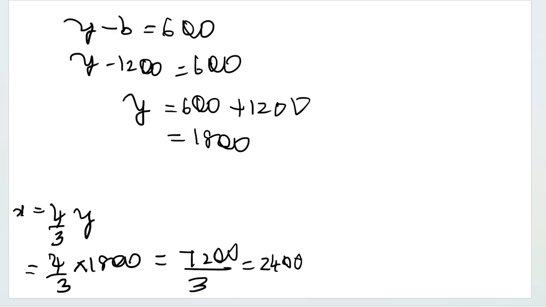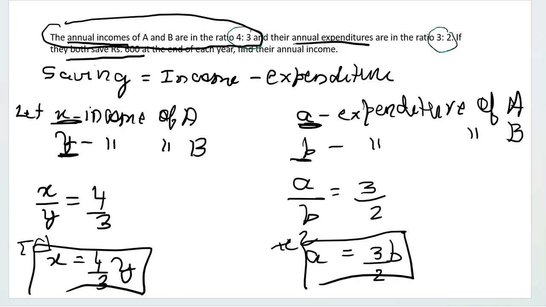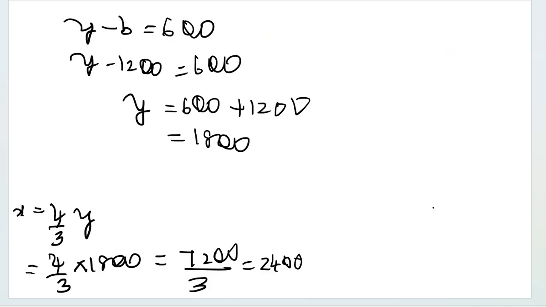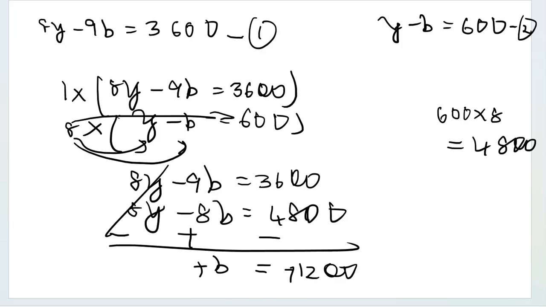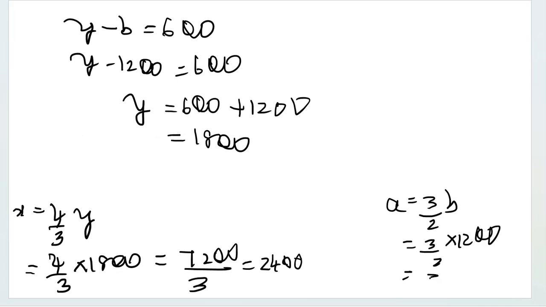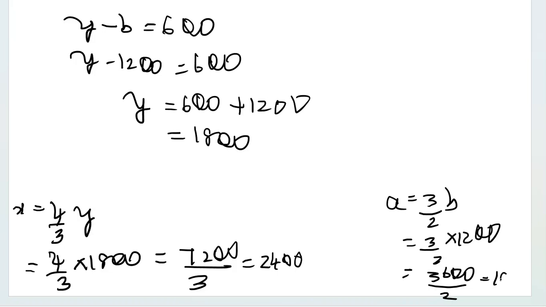Similarly, we have the other trump card. The other trump card says A is 3 by 2 b. We have found b to be 1200. So we cancel 3600 upon 2 and we get the answer 1800. This is how we solve such ratio related problems.